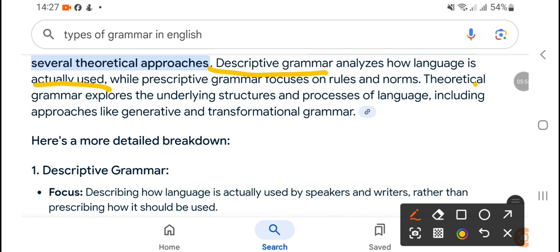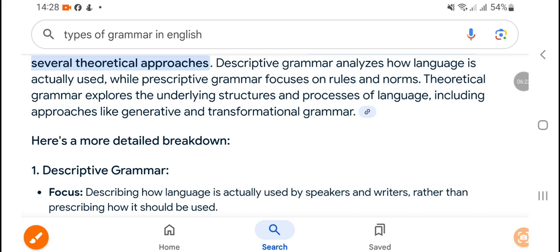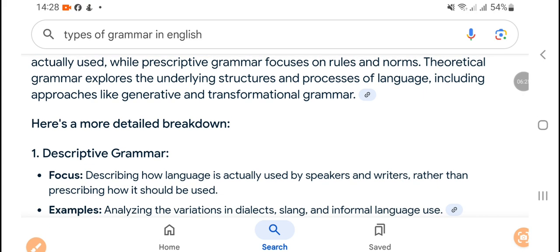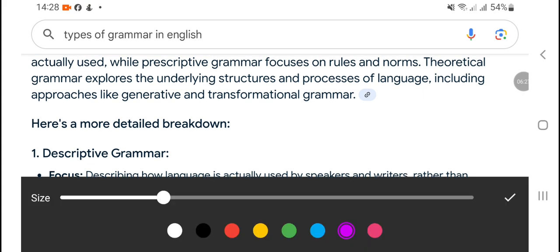So that is different from rules. And this is an example of descriptive grammar. It means how we use language and what the norms say are different. What norms or grammar says and how we use it, both are different, which is called descriptive grammar. Now next is prescriptive grammar. So what is prescriptive grammar?